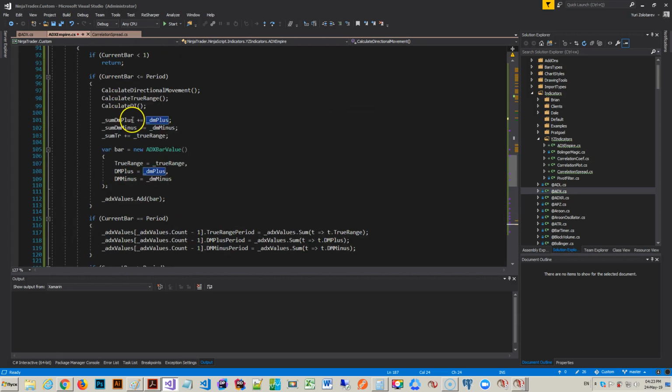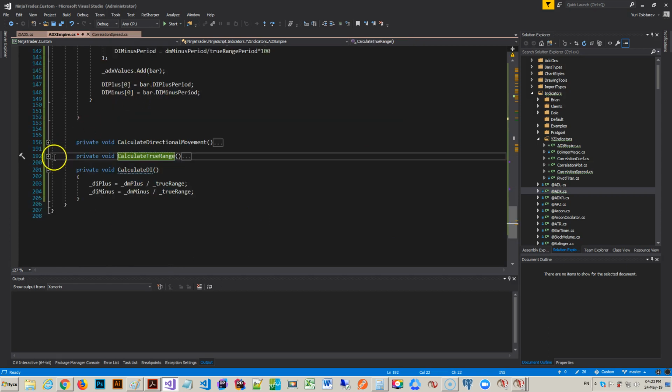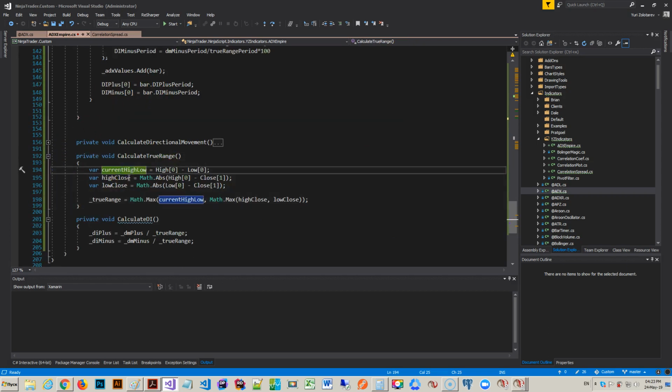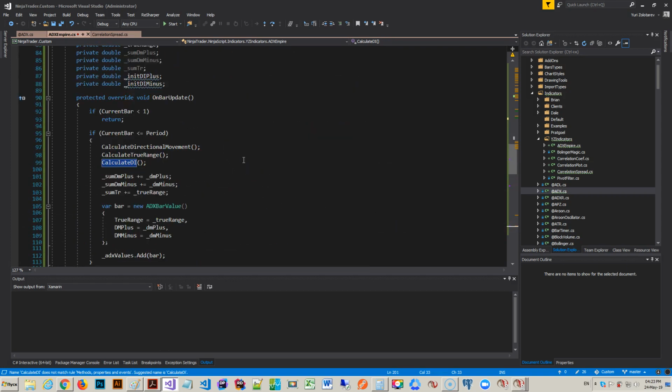Then the next step is to calculate the true range. Same way, with the current high and low, we take the highest of the three: high 0 minus low 0, the current high minus the previous close, and the current low minus the previous close. I take the absolute value because I might get negative values, and then I compare which one is actually the highest. And that's pretty much it.